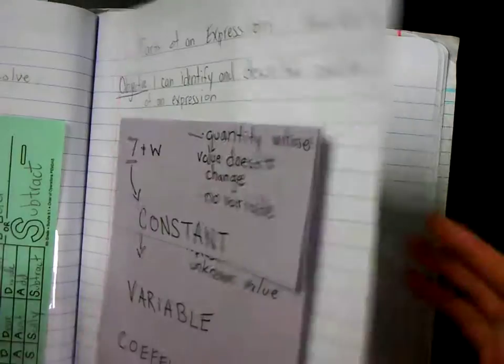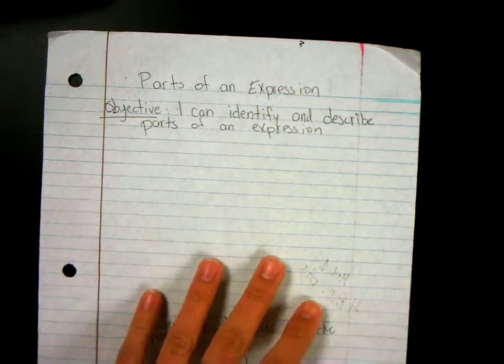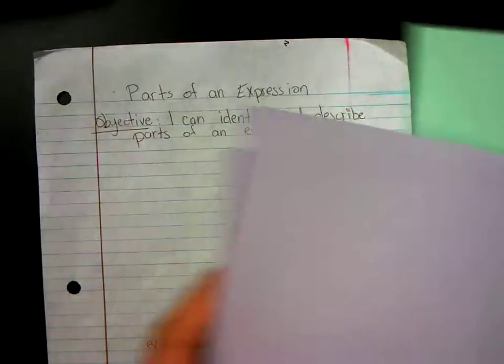Okay? So make sure that before you get started, you have your notebook in front of you. You should grab 2 purple pieces of paper from the worksheet bin. So you should have 2 purple pieces of paper and then a piece of green paper. Okay, so let's get started.